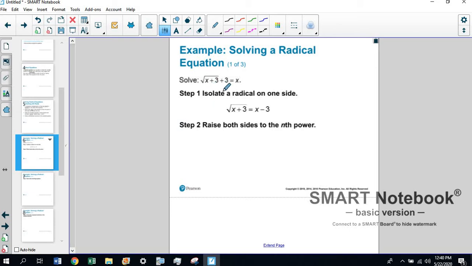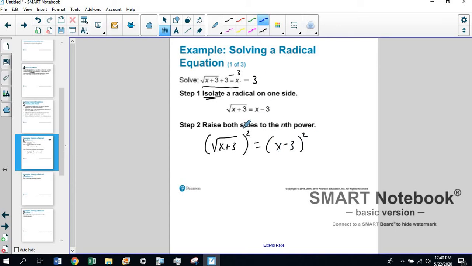Okay, so we want to solve the square root of x plus 3 equals x minus 3. We want to solve this equation. So isolating the radical means we need to subtract 3 from both sides in order to get the square root all by itself. Okay, so we get square root of x plus 3 equals x minus 3. All right, and then what do we do? We square both sides. That's raising both sides to the proper power. In this case, it's a square root, so we do the square of both sides.